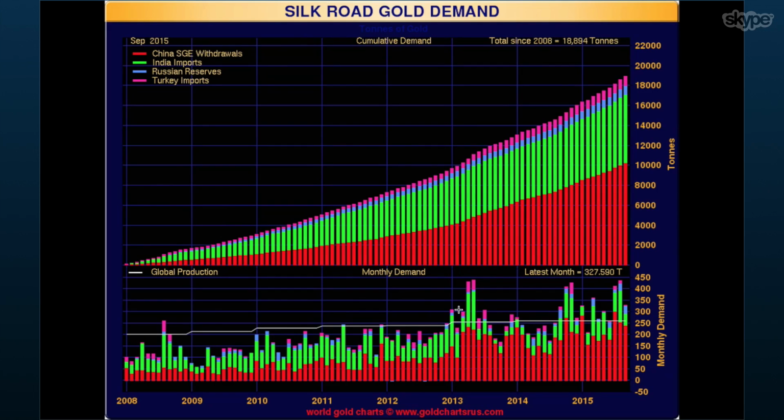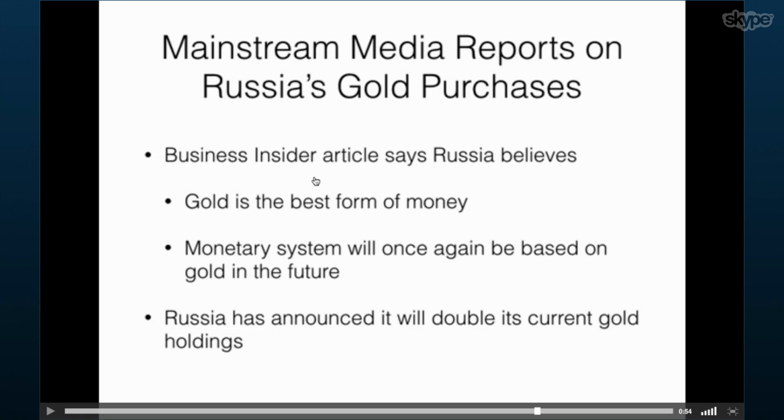And then further on in the news briefing was another nail in the coffin. This is an article in Business Insider. And it says that Russia believes that gold is the best form of money, that the monetary system will once again be based on gold in the future, and Russia has announced that it will double its current gold holdings. This is really big news, and it's another nail in the coffin of the global dollar standard.